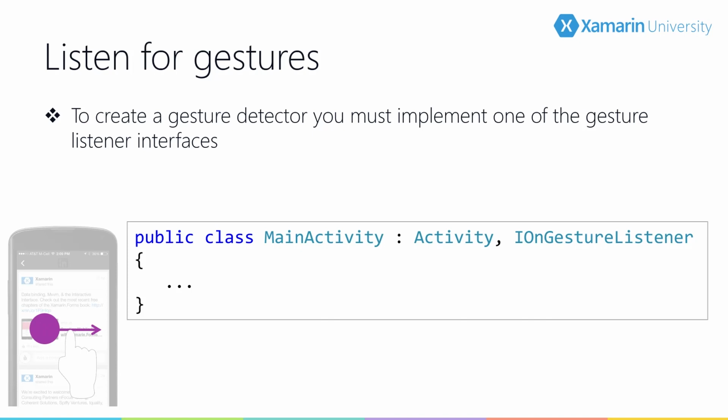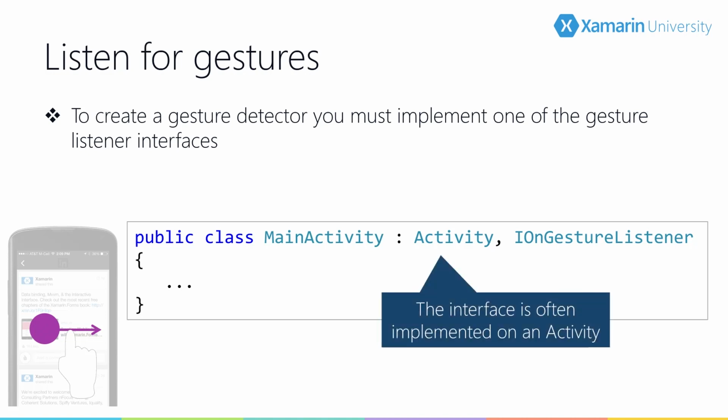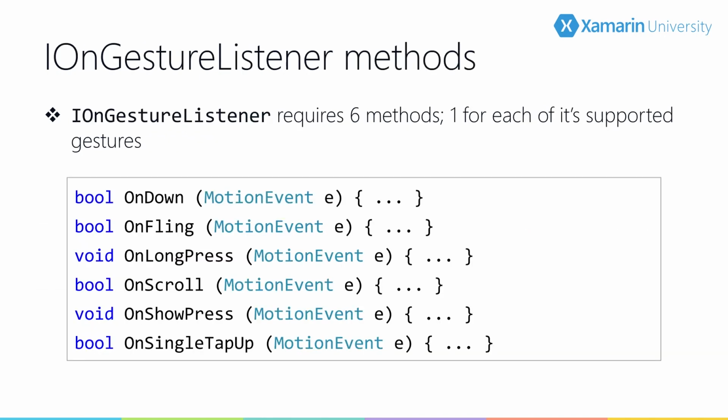Now that we've explored the pieces, let's put that all together. First, we'll implement one of the interfaces. It's common to do so on an activity or a custom view, but like the other listener classes, this isn't a requirement. So here we're going to implement it directly on our activity. The IOnGestureListener interface requires us to create these 6 methods for each of its supported gestures. However, it's not necessary to respond to each method. For the unused gestures, simply leave the method blank or return false depending on the return.